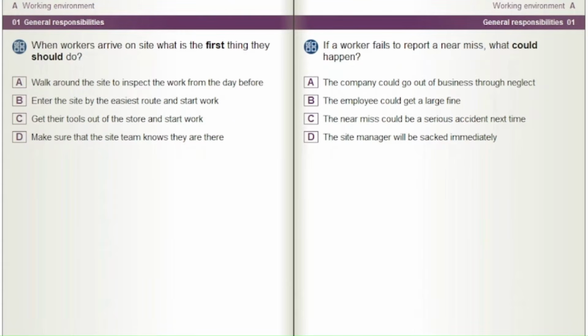If a worker fails to report a near miss, what could happen? The company could go out of business through neglect. The employee could get a large fine. The near miss could be a serious accident next time. The site manager will be sacked immediately.